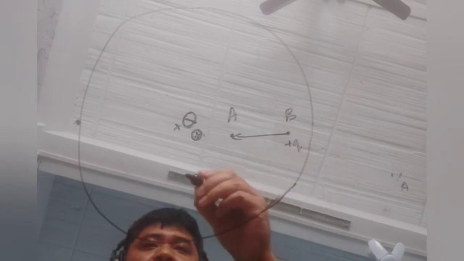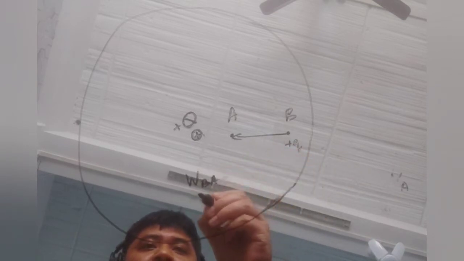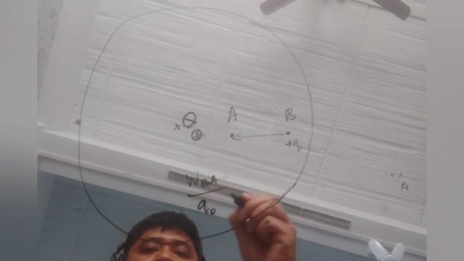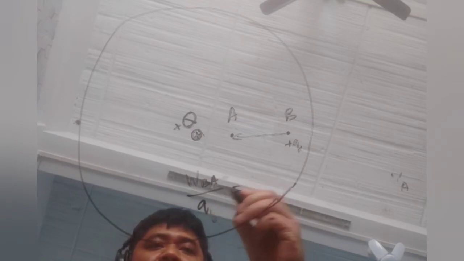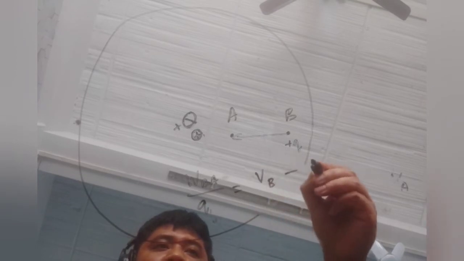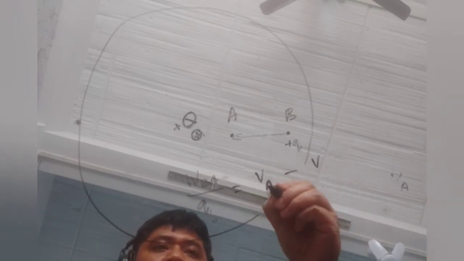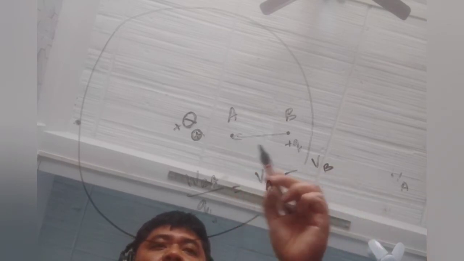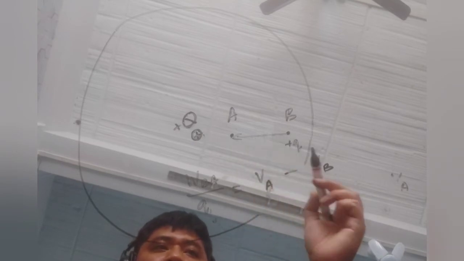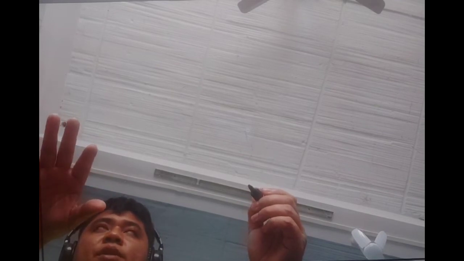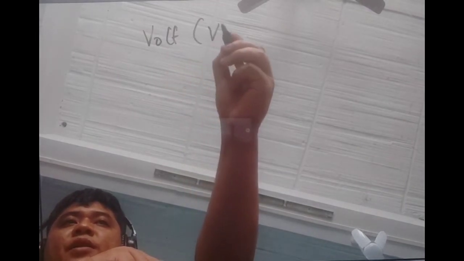Then this work done from B to A against the electrostatic field due to the charge is called potential difference between these 2 points. It is VA minus VB. Here the potential is more at A as compared to B. The SI unit of electrostatic potential and electrostatic potential difference is volt. It is denoted by capital V.